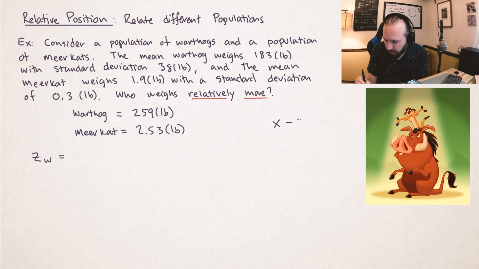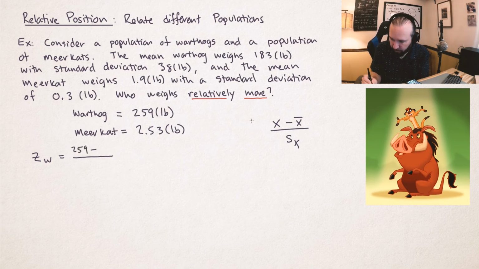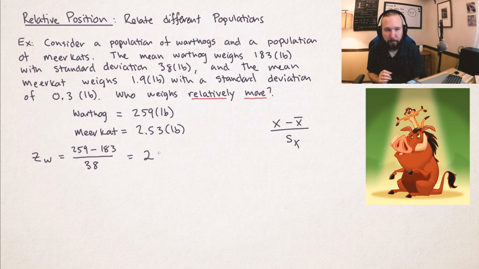So the formula I'm using is z = (x - x̄) / sx. So this warthog, our warthog, weighs 259 pounds. The typical warthog weighs 183 pounds, and the standard deviation is 38 pounds. So I did this math already, and I came up with a z-score of 2, perfectly 2.